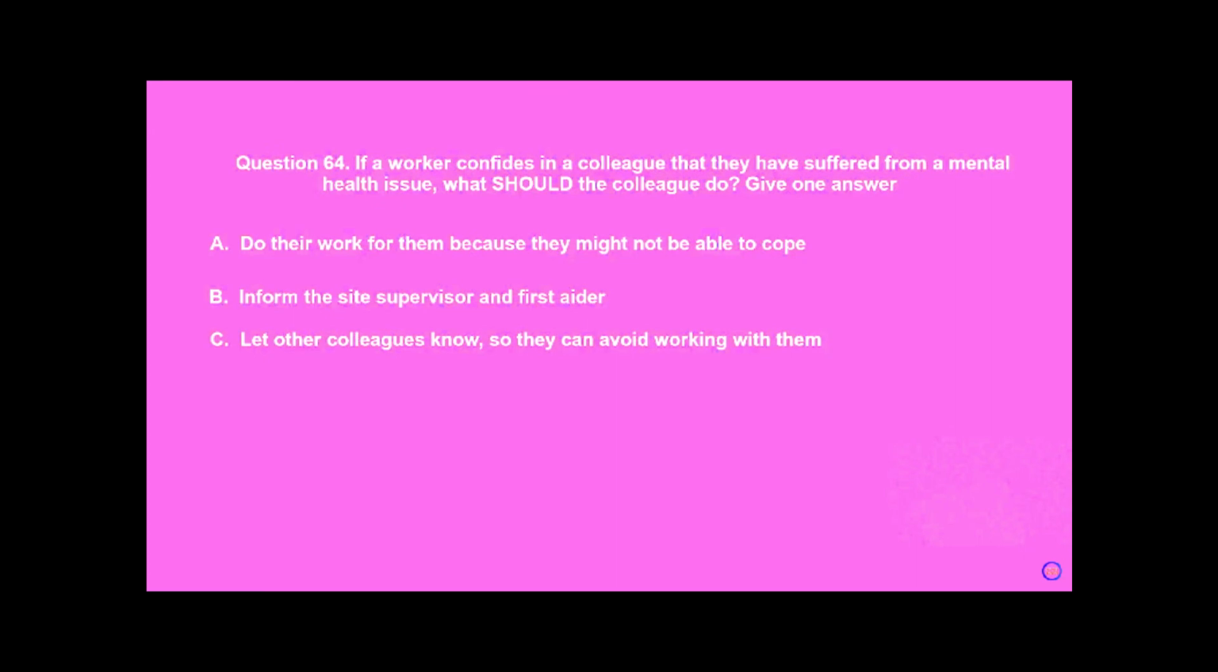D. Treat them as they would any other work colleague. The correct answer is D. Treat them as they would any other work colleague. Question 65. When might people suffering with mental health issues need help at work? Give one answer. A. As and when a situation arises in which help is needed.